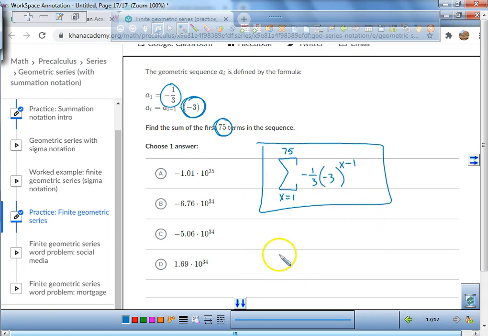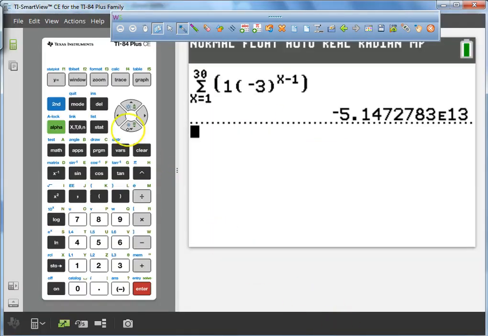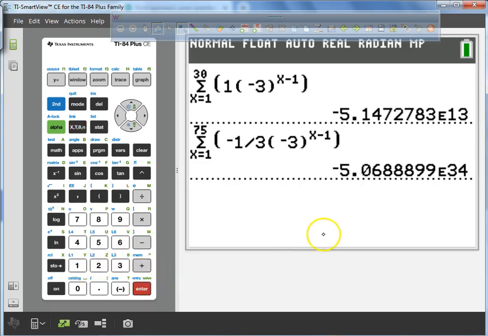I'm doing multiple problems to show you guys how to come up with the numbers you need to put into your summation notation. So alpha window number 2, x, starting with the first term, ending with the 75th term. Our very first term, I believe, was -1/3, so I type in -1 divided by 3. Then I open up a parentheses, plug in a -3, close it, raise it to the power of x minus 1, and then I press enter.